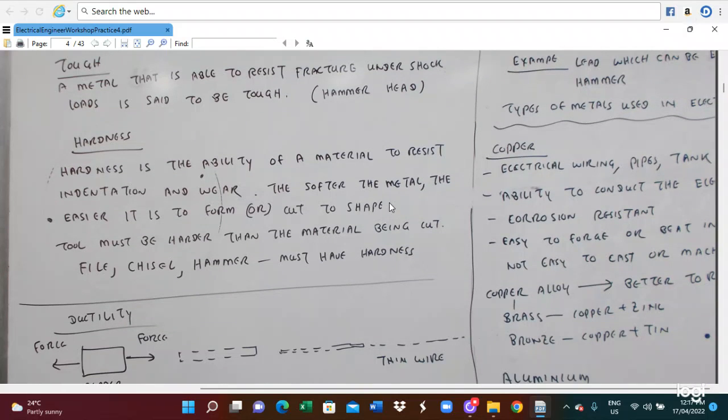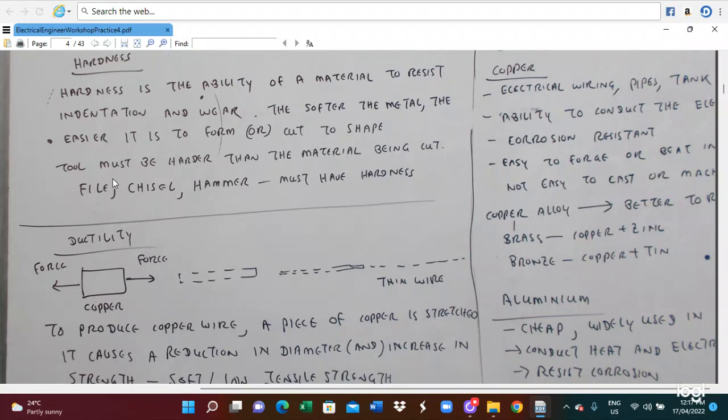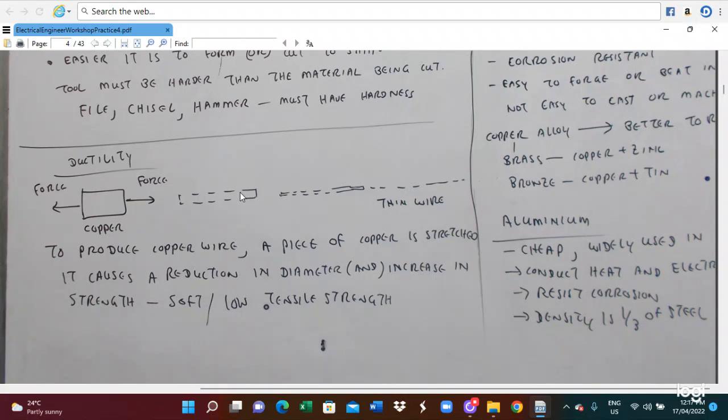Hardness is the ability of the material to resist indentation and wear. The softer the metal, the easier it is to cut into shape. So a tool must be harder than the material being cut. This is why the pein hammer must be hardened.